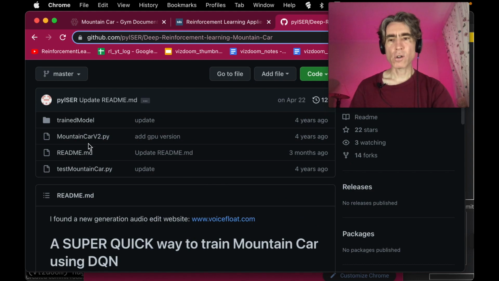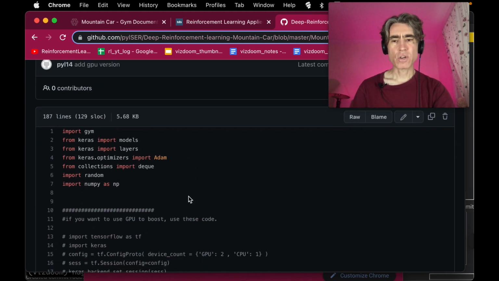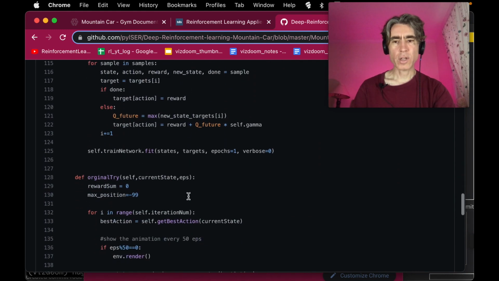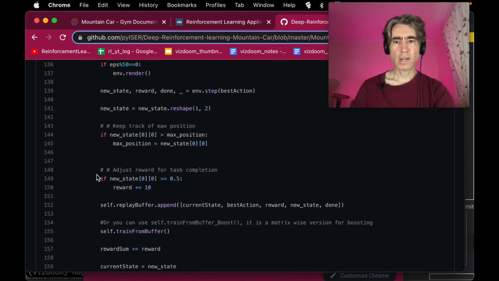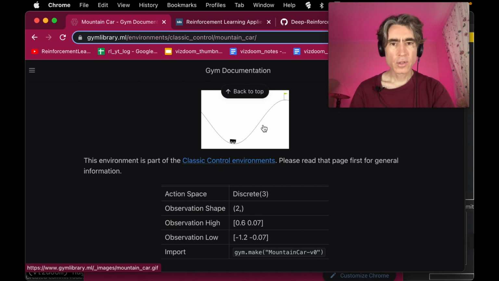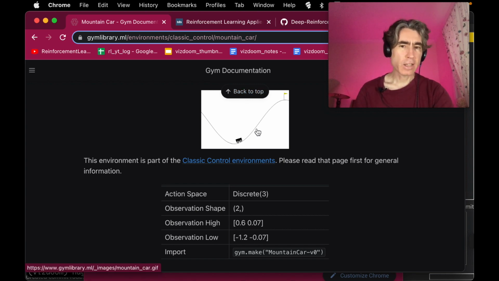Now, if I have a look at this, I'm pretty sure that they are tweaking the reward down here. So new state 0, 0, this is the position. Basically, if the position is more than 0.5, they get an extra reward. So they're not just rewarding the agent when it gets to the goal. I'm not sure where 0.5 is. Maybe it's here. They're giving an additional reward to the agent if it's getting over here. So that is some reward shaping.